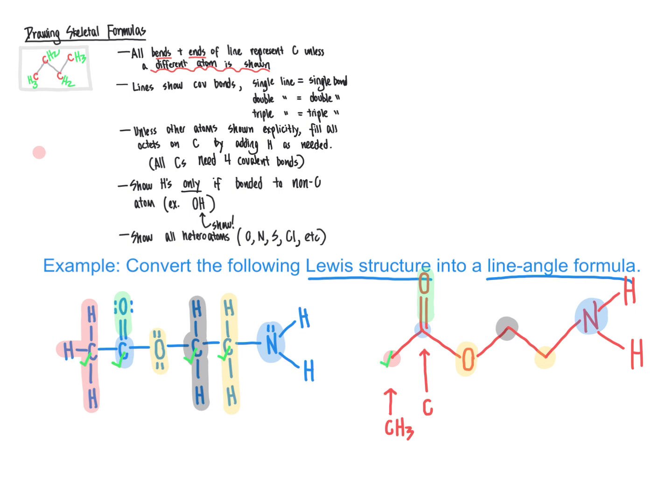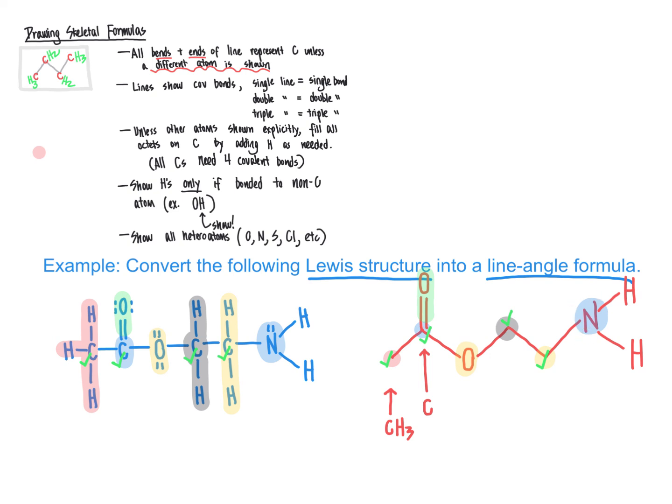And the starting structure is 1, 2, 3, 4 carbon atoms in the final product there, where each end of the line, each bend in the line represents a carbon unless something else is shown there. And in several of these cases, like here, something else is shown at that bend in the line, and therefore the bend in the line doesn't represent a carbon. Instead, it represents what's shown, an oxygen. Or at the end of the line here, there's not a carbon and a nitrogen there. Instead, there's just a nitrogen.